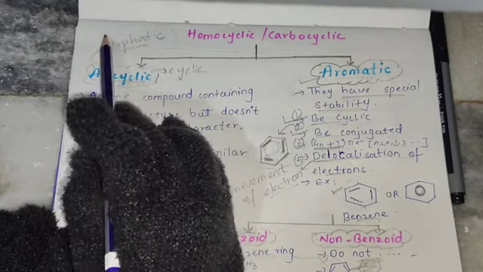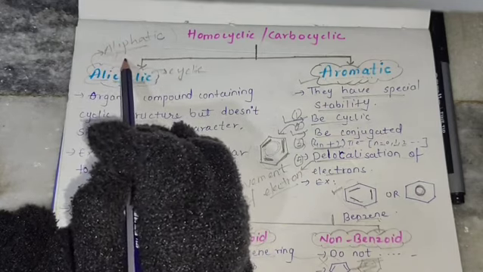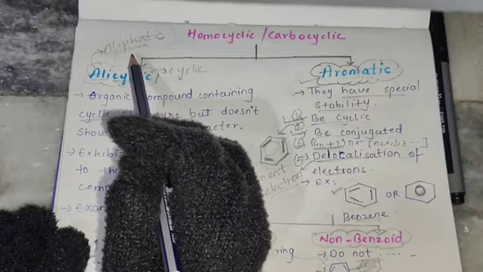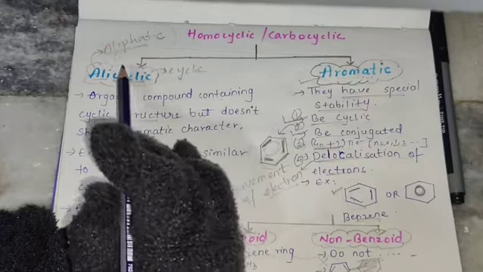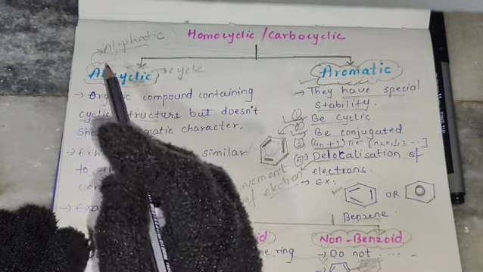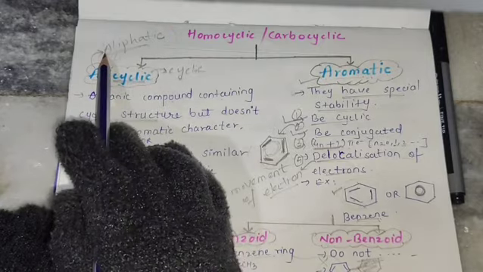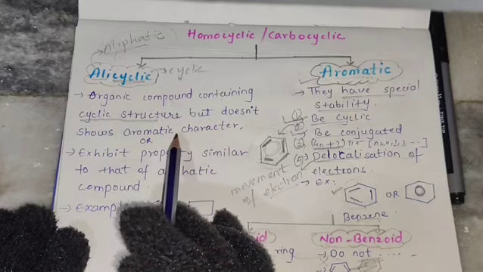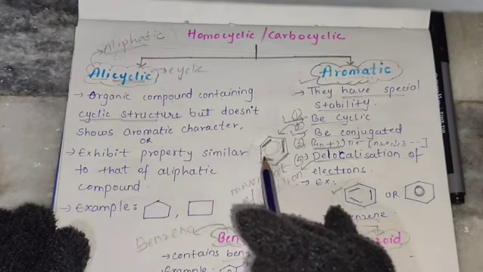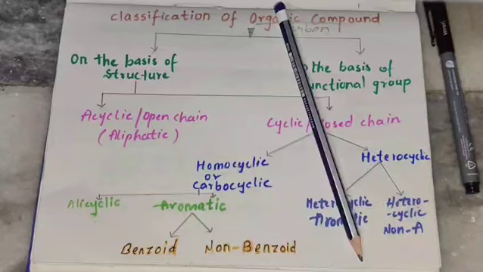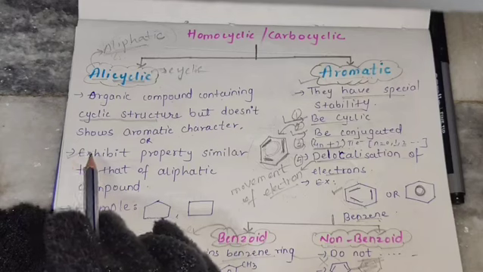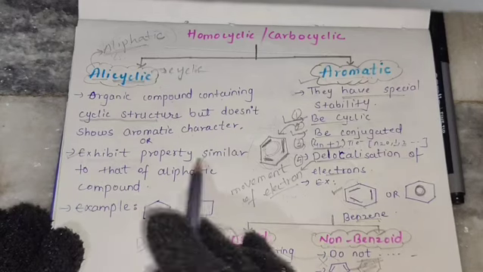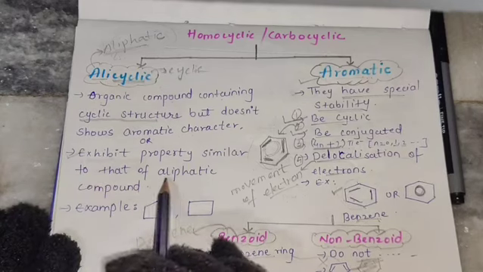Aliphatic is what? Acyclic or open chain compound. Okay, it is cyclic, but it exhibits some properties which are similar to an aliphatic compound. Obviously it is not aromatic, because for aromatic the compound should contain alternate double bonds. Now the second definition you can write: it exhibits a property similar to that of an aliphatic compound.